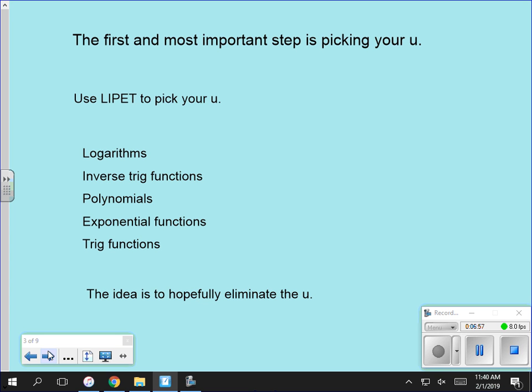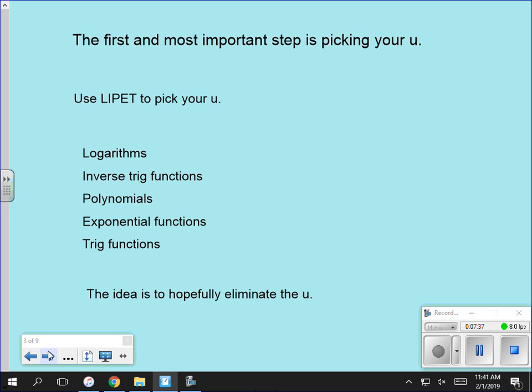If you have a logarithm, that's your u. If you have an inverse trig function, that's your u. If you have a polynomial, that's your u. If you have an exponential, that's your u. If you have a trig, that's your last choice. If you have a combination of them, it comes in that order. If you have a polynomial and a logarithm, both, your u is the logarithmic function, and the polynomial is part of your dv. It is in that order.